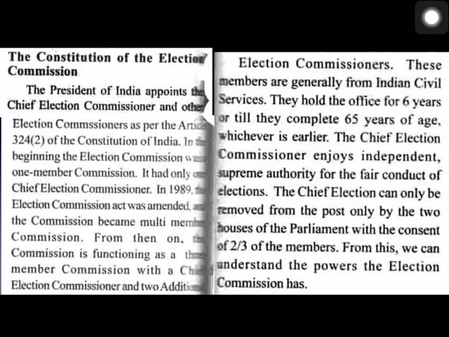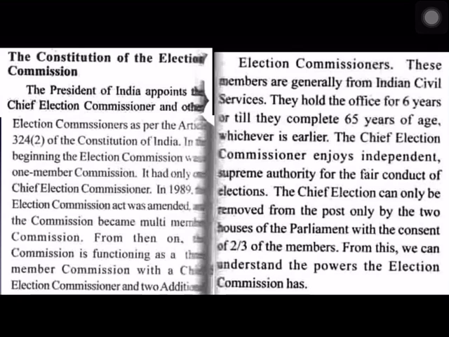Now these members are generally from Indian civil services. Those who are appointed as election commissioners are from Indian civil services. Those who are successful in these exams are appointed as election commissioners. And their term of office is 6 years or till they complete the age of 65 years, whichever is earlier. Either for 6 years or till they complete 65 years of age.